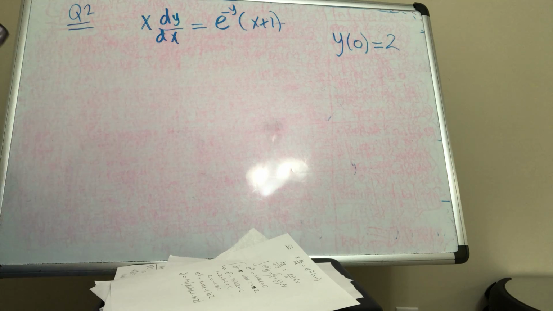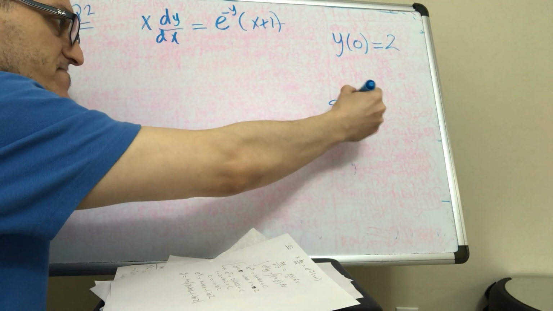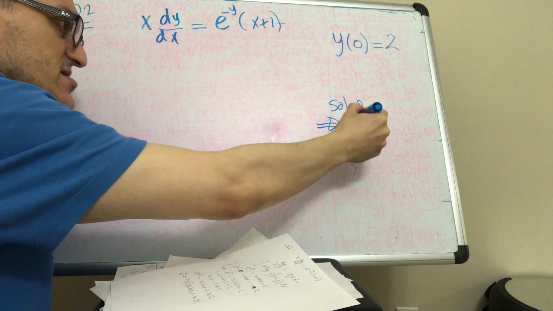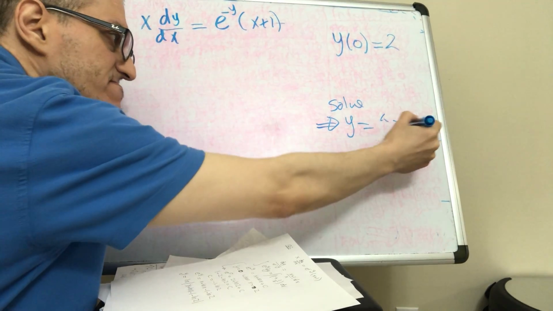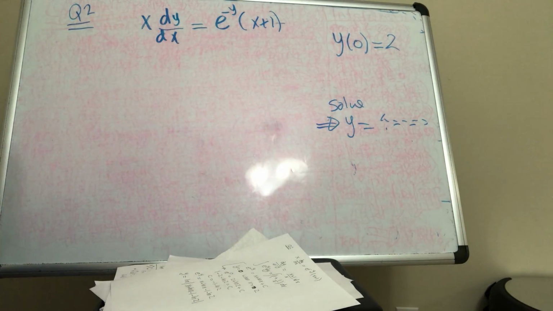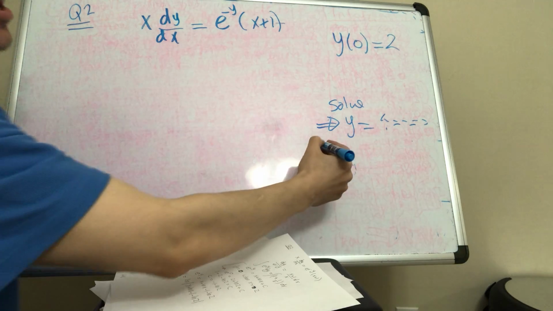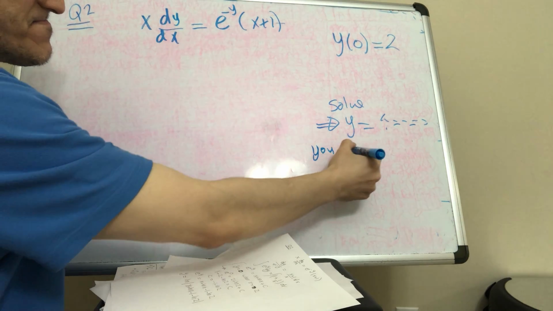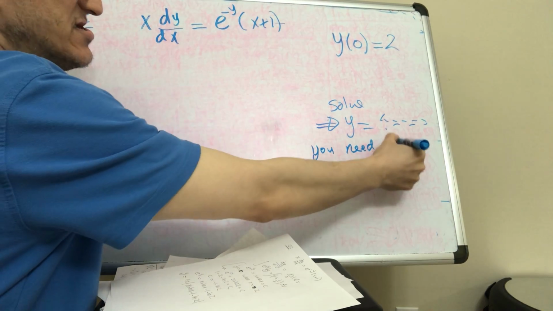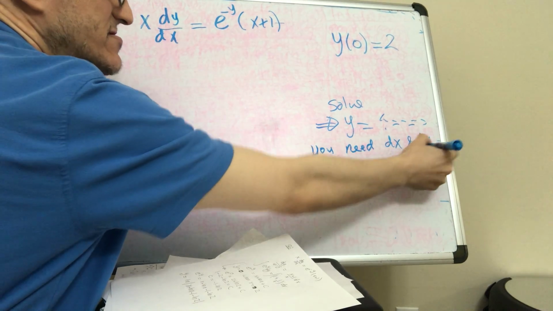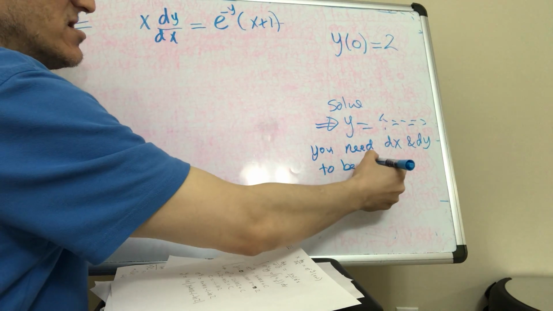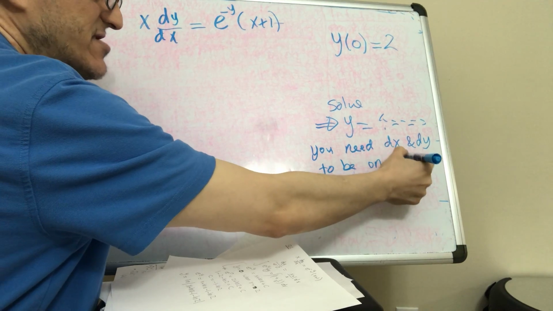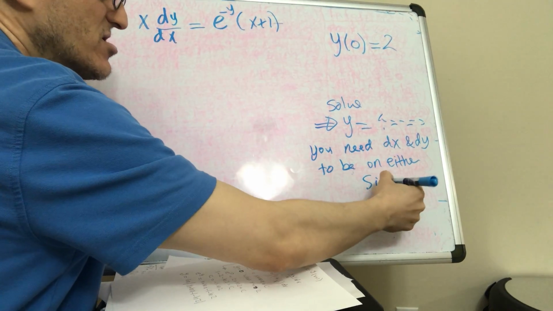When they say solve, they mean they want to see it as y equaling something. So you gotta put it so that it's y equaling something. I'll go over this slowly so you get the idea. It's not that bad. You need dx and dy to be on either side, on top.